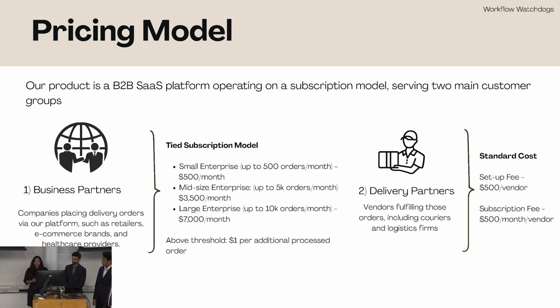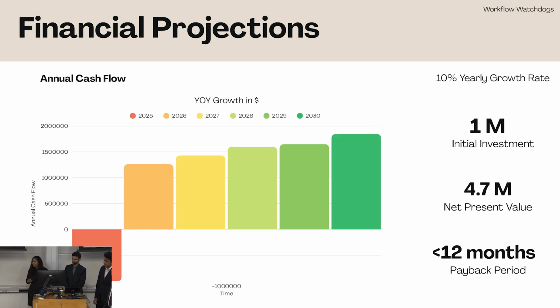Based on this pricing model, we have come up with our numbers. We need an initial investment of around 1 million, and we are confident that we should be able to break even within a year or less. The NPV is obviously positive, so we are confident that the financials are strong, and at the end of 5 years, we will have a number of around 7.7 million. So with this, we believe that our product has a good backup in terms of financials.